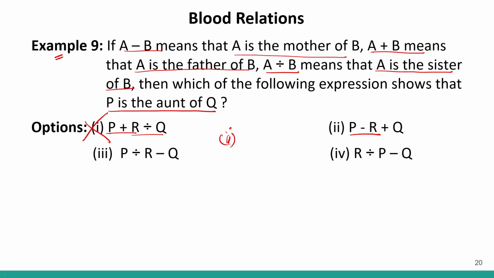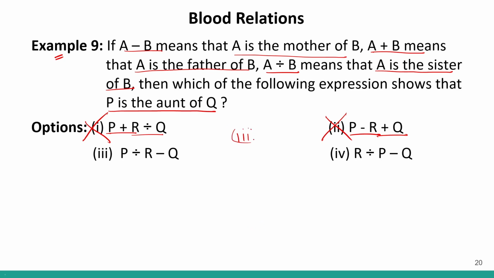Option number 2, P minus R. P minus R means P is the mother of R. R plus Q means R is the father of Q. So R would be male, father of Q. Does this denote that P is the aunt of Q? No. P is the grandmother of Q. So this is also incorrect. Let us check option number 3.